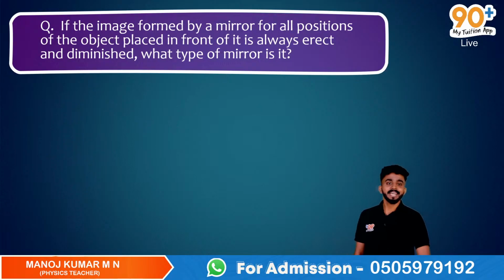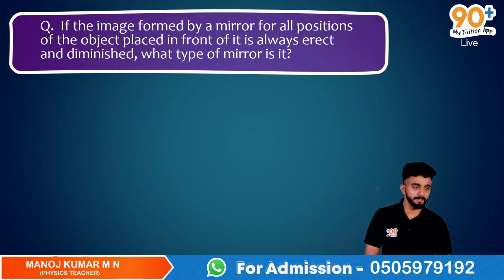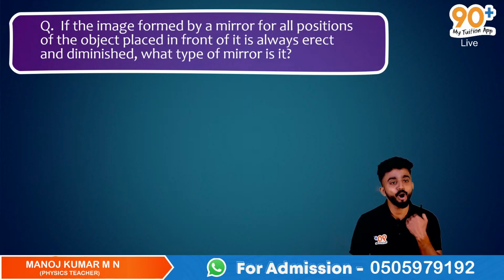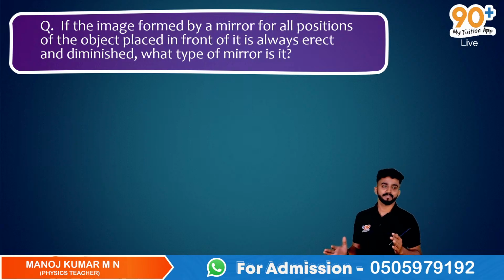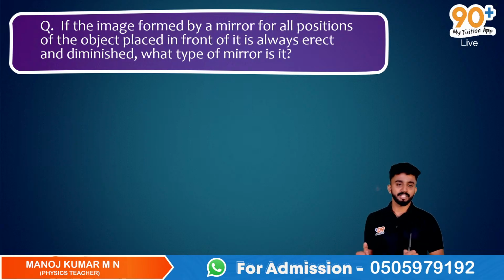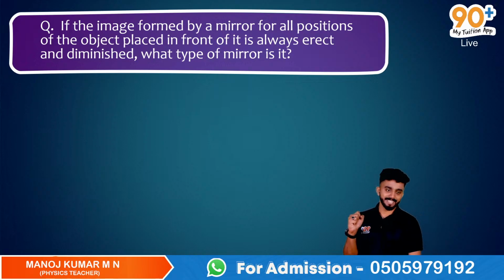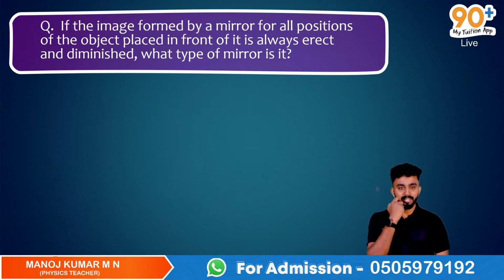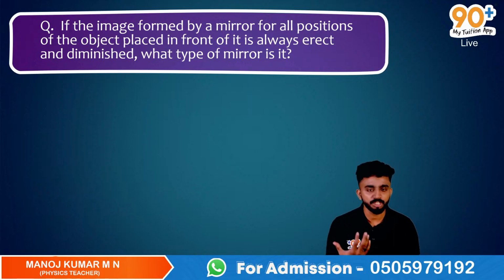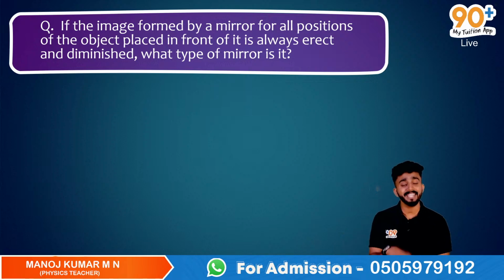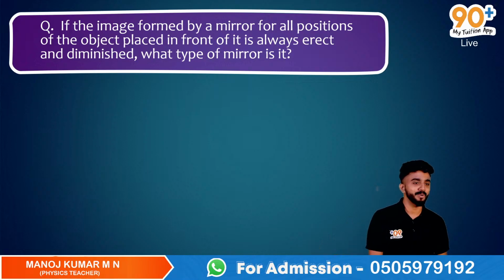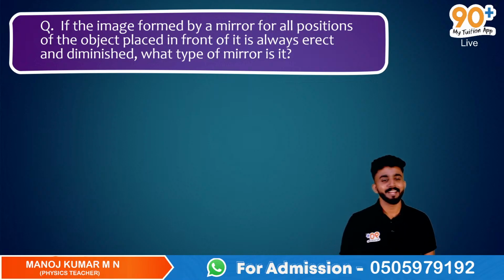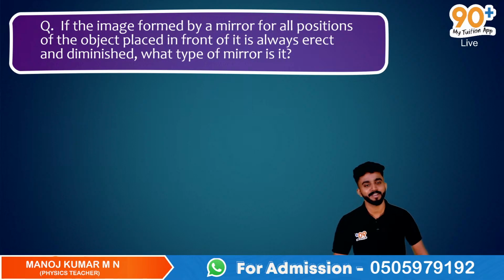So next one. If the image formed by a mirror for all positions of the object placed in front of it is always erect and diminished, what type of mirror is it? What do you think, guys? Let me know real quick. Let me see how many of you answered it right.